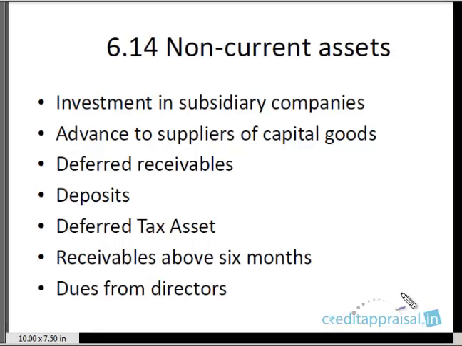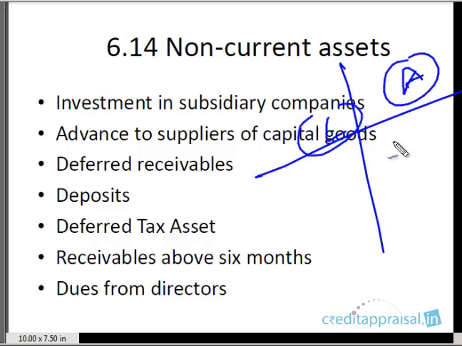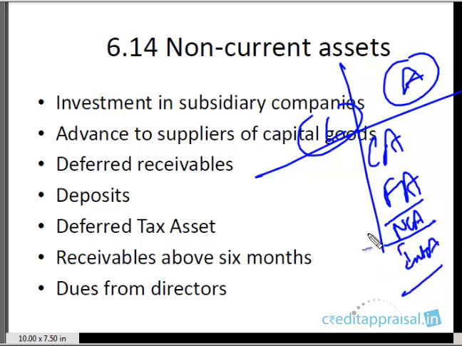Welcome back. We are now in segment 6.14, and in this segment we'll be discussing non-current assets. So far, under assets, we have discussed two major items, that is the current assets and fixed assets. We also discussed two other categories, that is the non-current assets and intangible assets. We have already completed all items under liabilities. So in this segment we'll be discussing non-current assets.